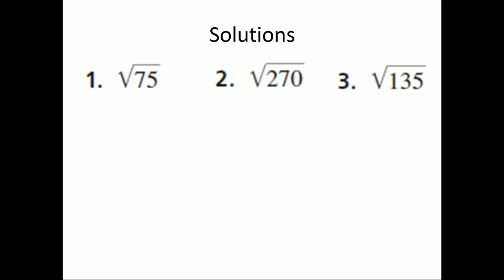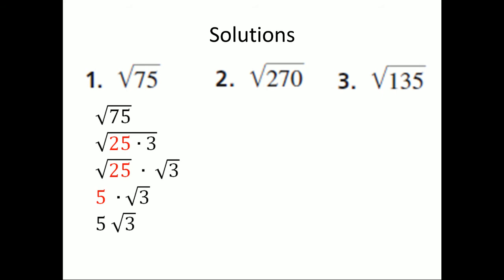Number 1, the square root of 75. It's 5 square root of 3. Here, the two factors that I broke 75 up to is 25 and 3, because 25 is perfect. Square root of 25 becomes 5, so it becomes 5 times square root of 3, which would be the simplified expression of square root of 75.